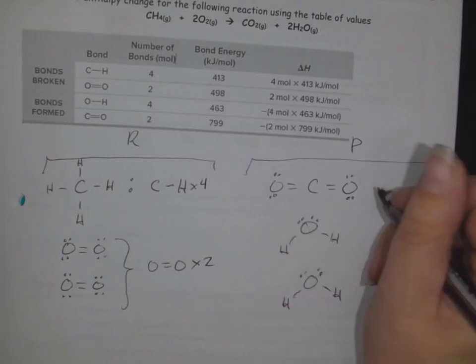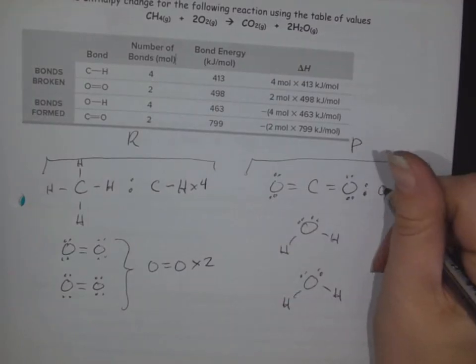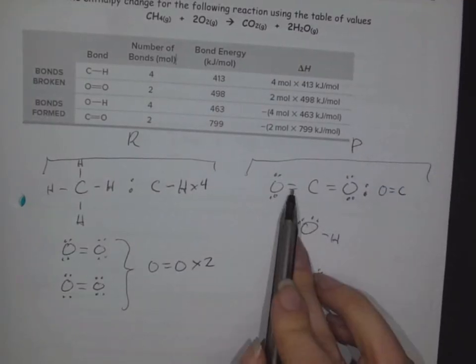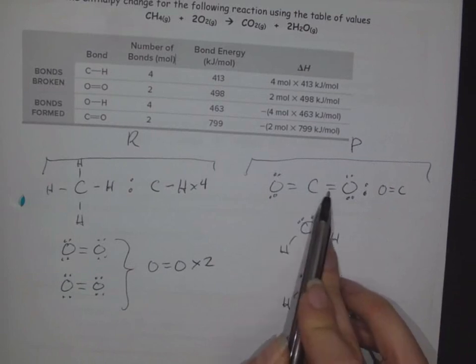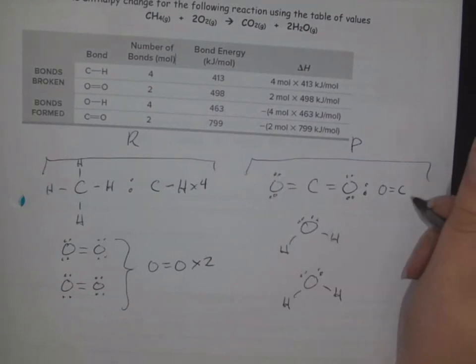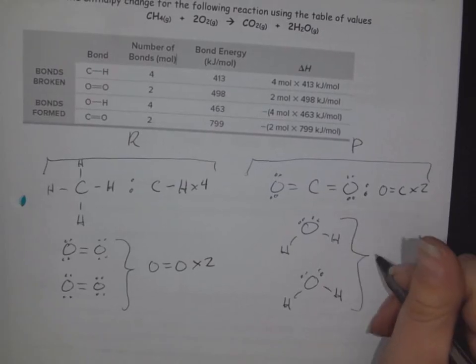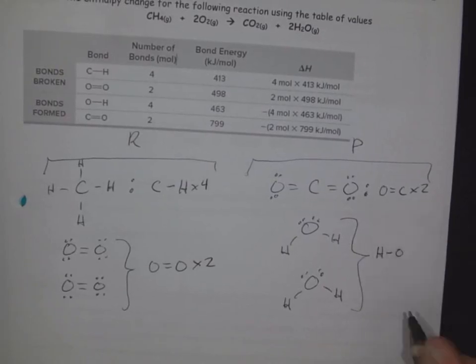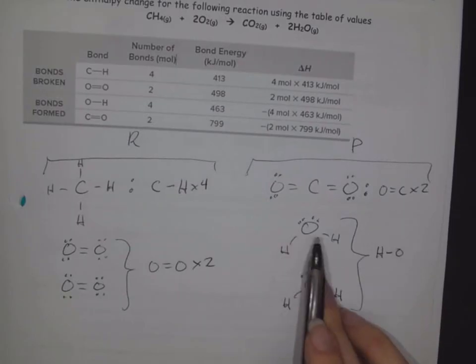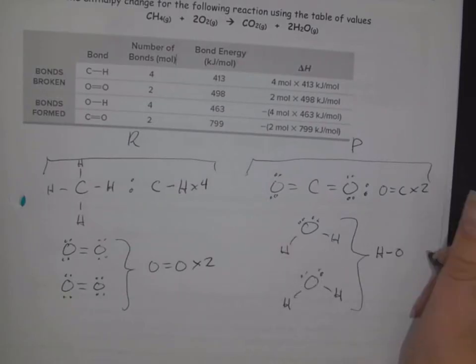So, oxygen double bonded to carbon. We have this oxygen double bonded to carbon, but it happens 2 times inside of this molecule, so I have to consider 2 of those. And then for this one, there is hydrogen single bonded to oxygen, and this is 1, 2, 3, 4 times.